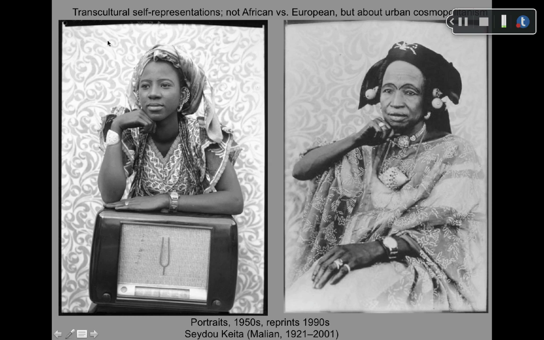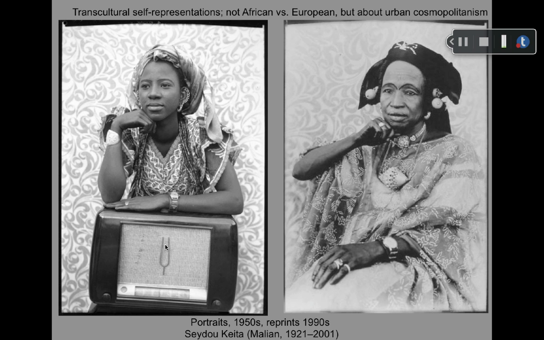Here again we see a few more examples, right? These people are not represented as anti-European. It's not an African versus a European way of looking, but rather a more broad urban cosmopolitanism. So both of these women are photographed with all sorts of contemporary modes of expressing power. So jewelry, for instance, look at all these earrings, this contemporary watch, rings, all this type of thing.